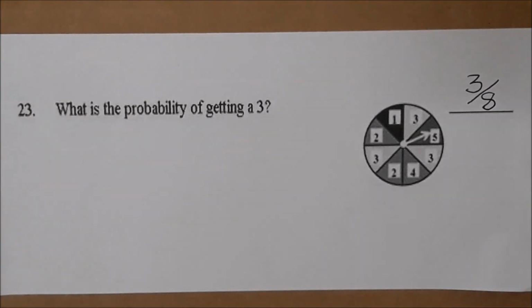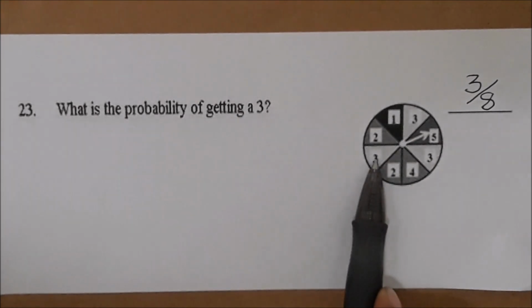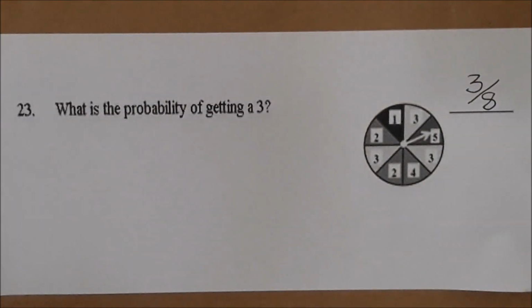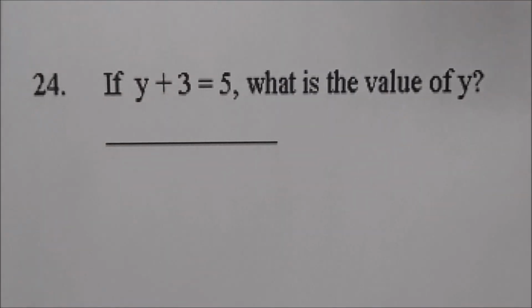Where did the 3 come from on the top? The number of 3s there are on the spinner. Okay, so there are 3 3s and there are 8 numbers. So the fraction is 3 eighths. Very good. Number 24. If y plus 3 equals 5, what is the value of y?